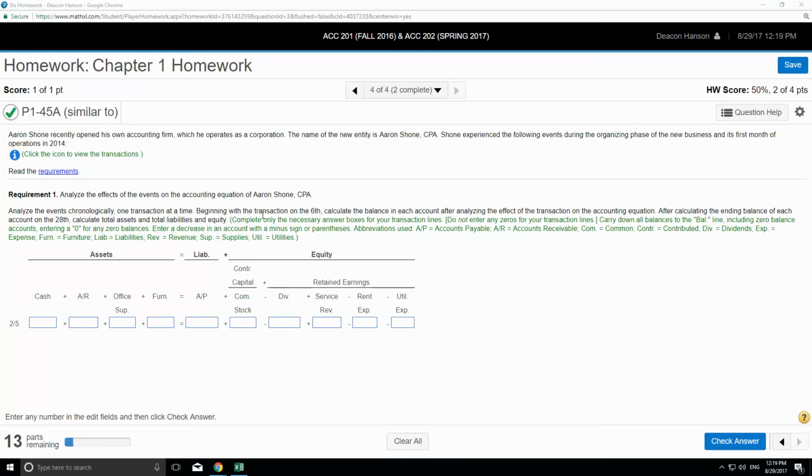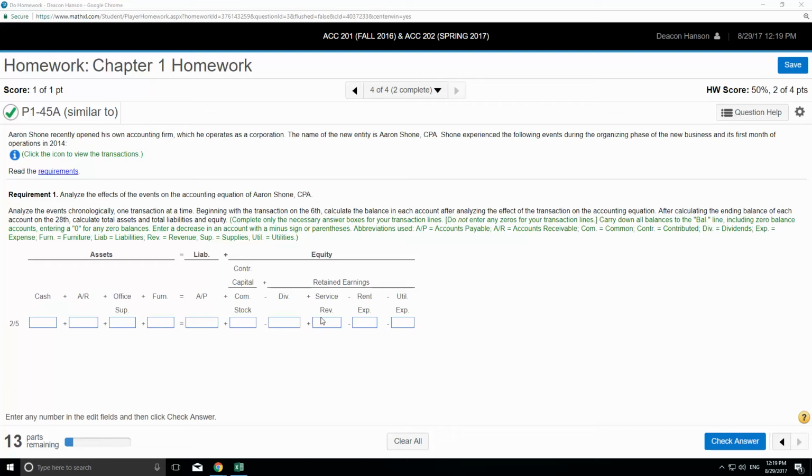So if you were to draw a bracket here between these last three items, you see service revenue, rent expense, and utility expense. If we were to put a circle around that, those are your net income items. If you think back, right, remember revenues and expenses go on the income statement.